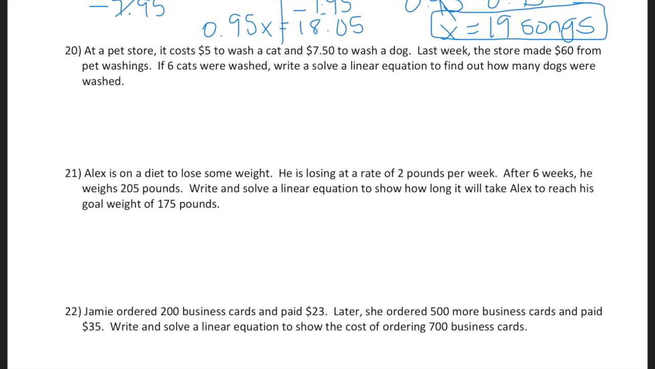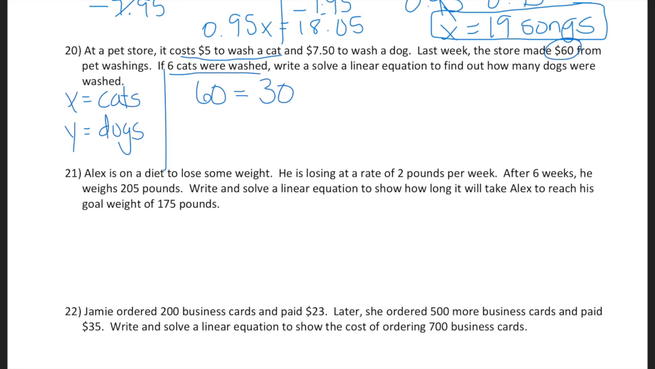So we have, I'm going to make x equal to cats and y equal to dogs. All right, so the store made $60. It cost $5 to wash a cat, and there were 6 of them. So that's 30. It cost $7.50 to wash a dog. Actually, let's switch this. Actually, cats wouldn't even be y either. That would be the total.